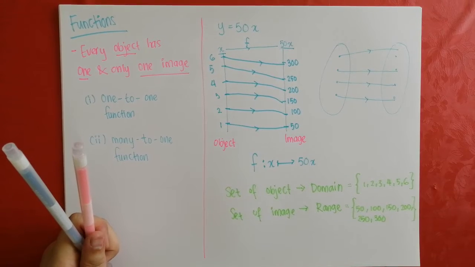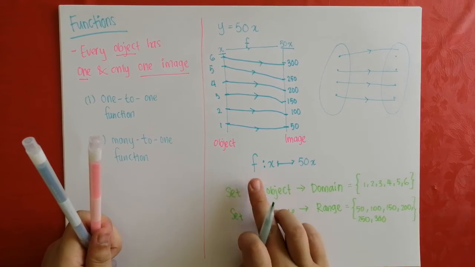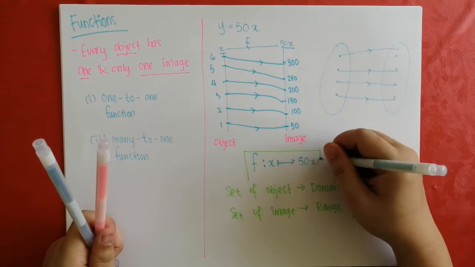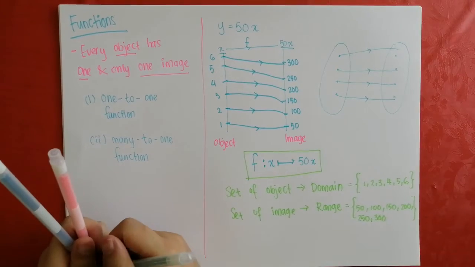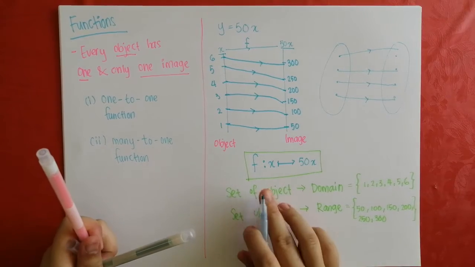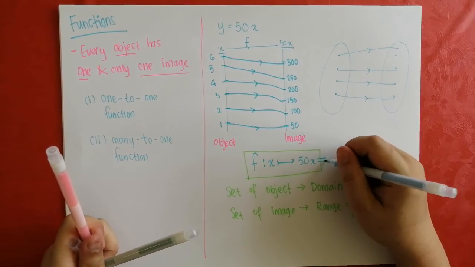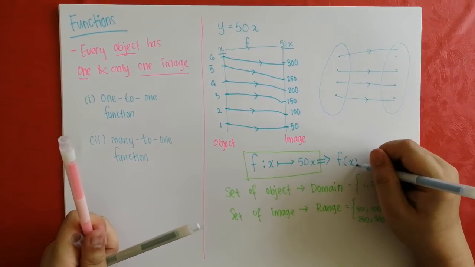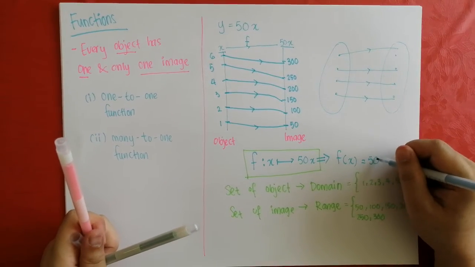Another way of writing this, f maps x onto 50x, is that you can write it as f(x) equals 50x.